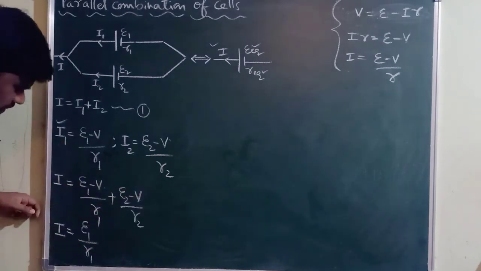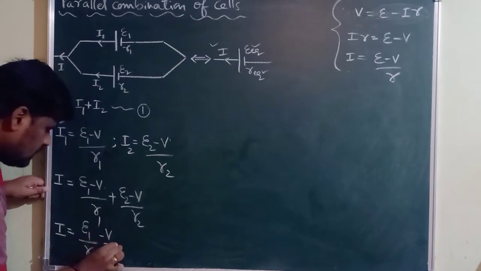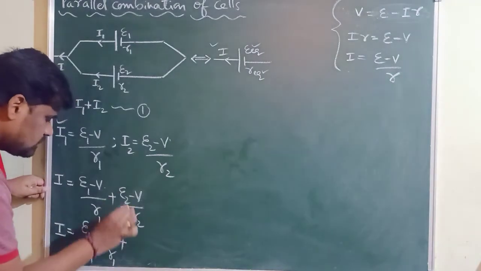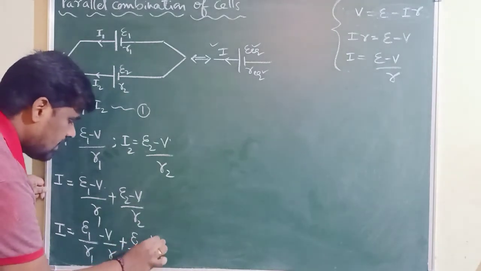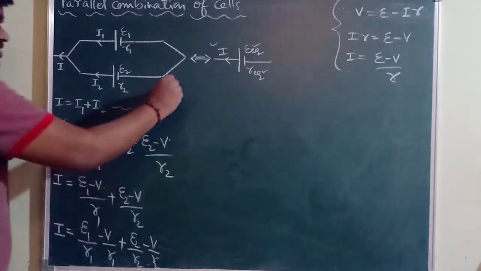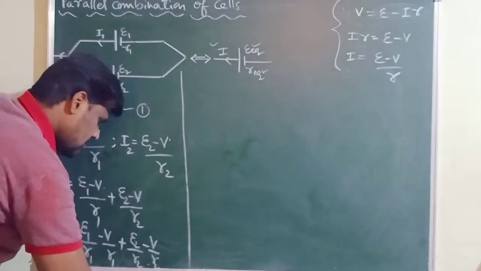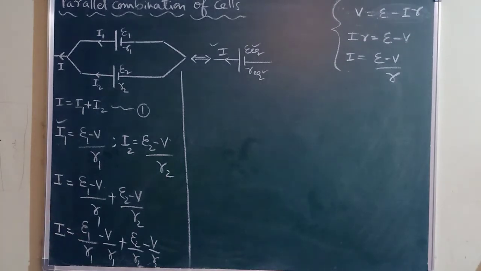Okay. Next you can write one more term, no problem. E1 by R1 minus V by R1 plus what? E2 by R2 minus V by R2. In the next step, we will write the EMF terms separately and the terminal potential difference terms separately.